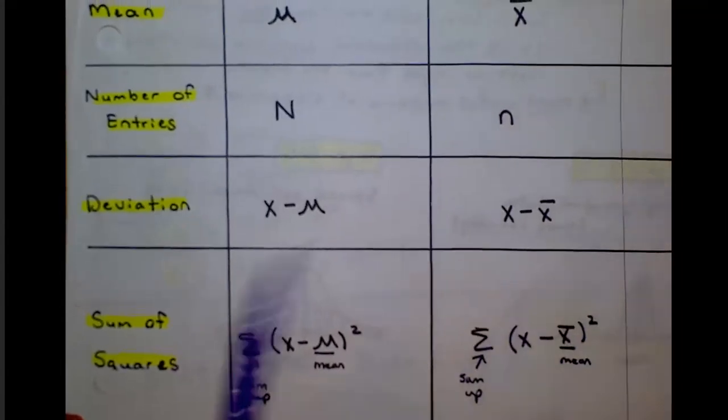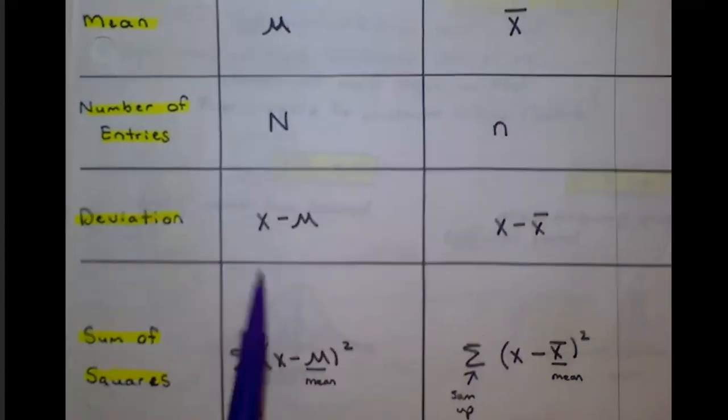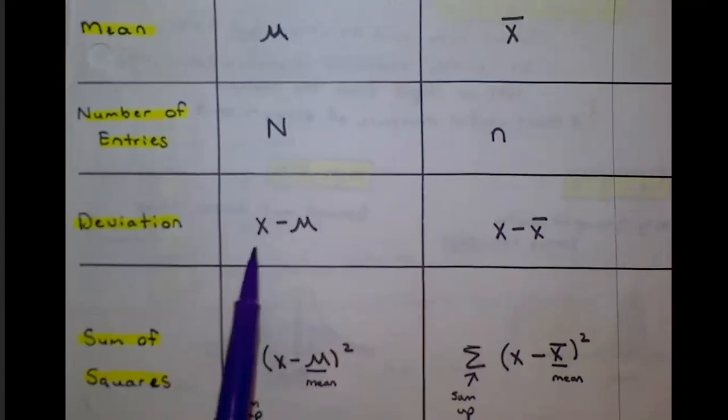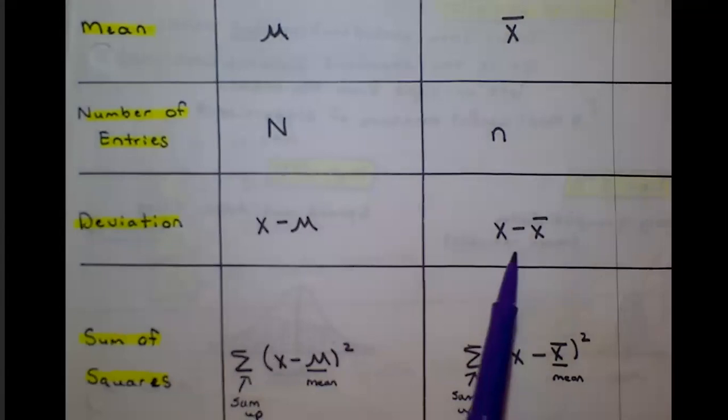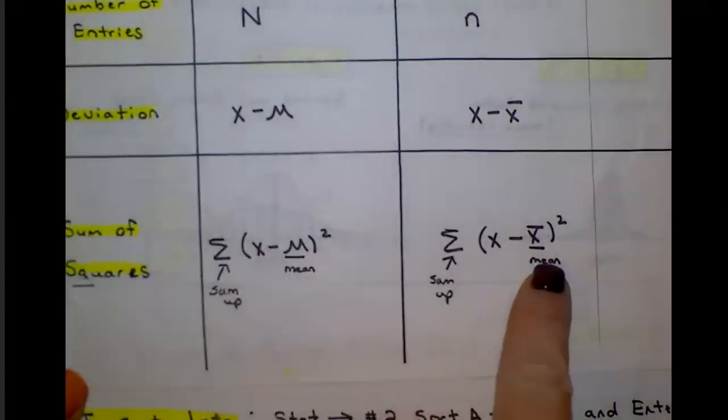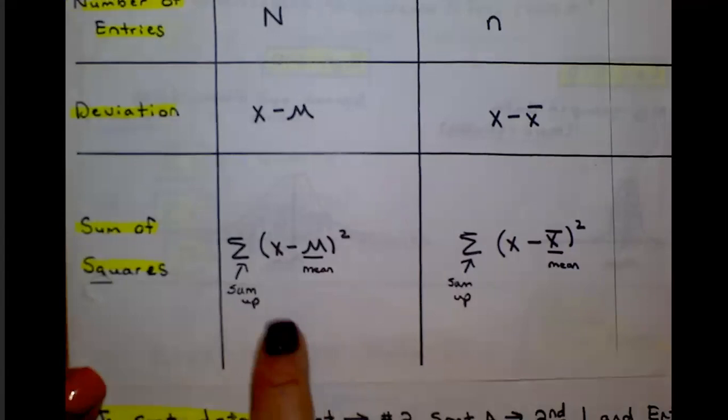Deviation is how far each value deviated from the mean. So this is x minus your mu, and that's x minus your x bar. And I'll let you copy your sum of squares. Remember, that's standing for your mean, and that is your summation symbol.